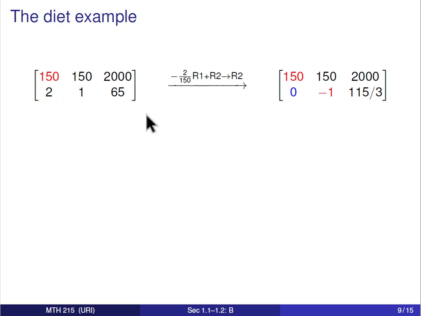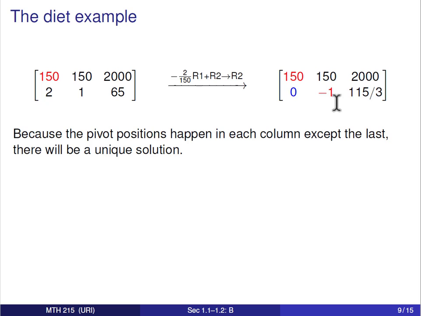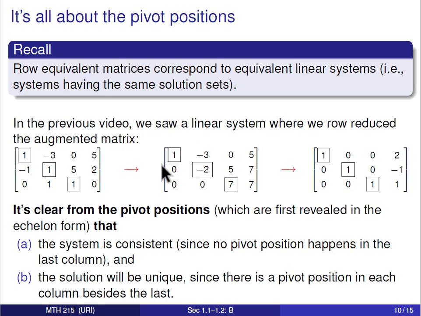Moving back to the diet example from our previous videos, once we got to echelon position, we were able to look here at the pivot positions, and we have a pivot position in this spot and in this spot, and that tells us something. The pivot positions happen in each column except the last. That means that we will eventually be able to solve for x2 and for x1 exactly, and that means that there will be exactly one solution. There will be a unique solution. And in general, this is what happens.